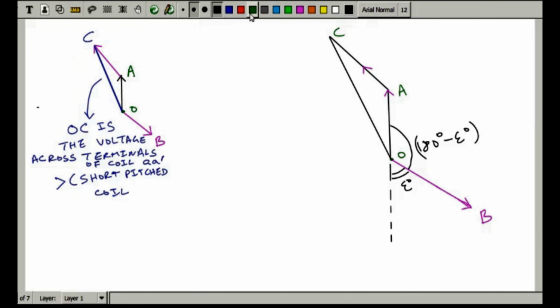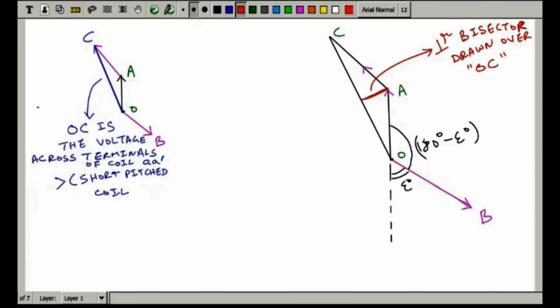Now let us drop a perpendicular from point A on OC. So this thing is your perpendicular bisector on OC. This is the perpendicular bisector drawn over OC.